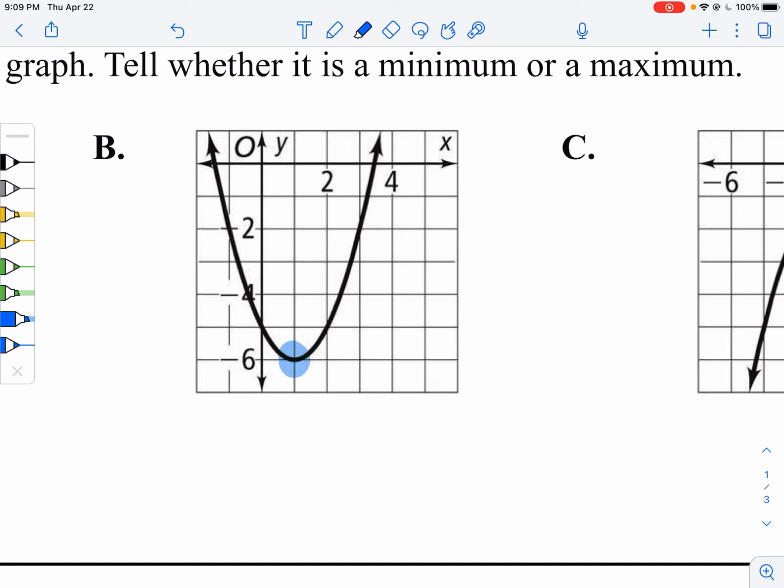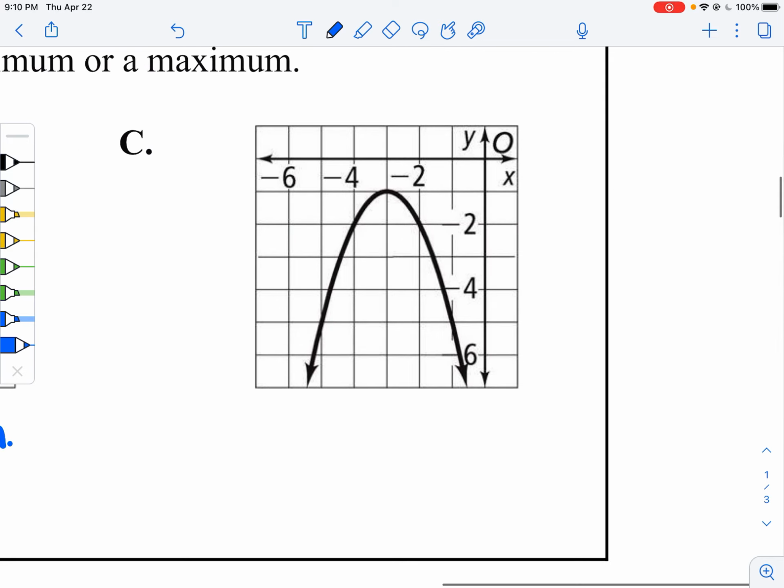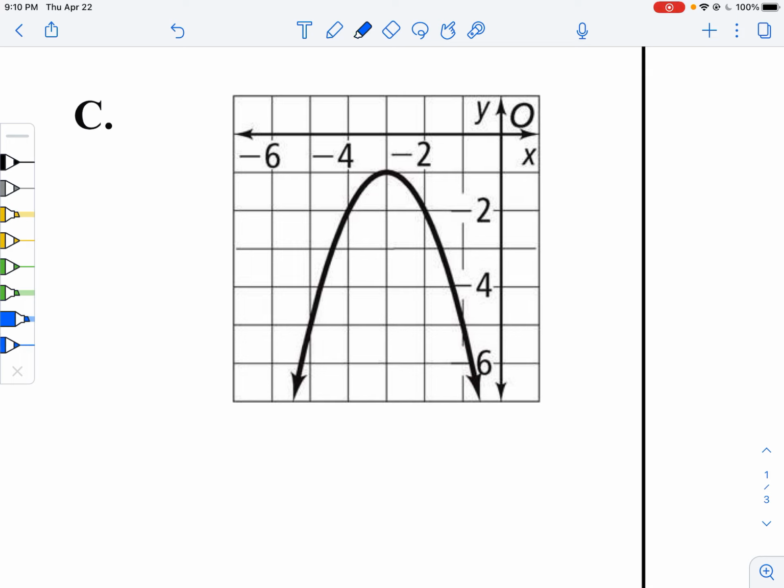Over here, our vertex is down here. We go over 1, down 1, 2, 3, 4, 5, 6. So this vertex is at (1, -6), and it's another minimum. Oh look, we have a parabola that opens down. How fun! The vertex is right here. To get there, we go backwards 3, down 1. So this vertex is at (-3, -1), and it is a maximum because that is the highest y value the parabola will ever have.